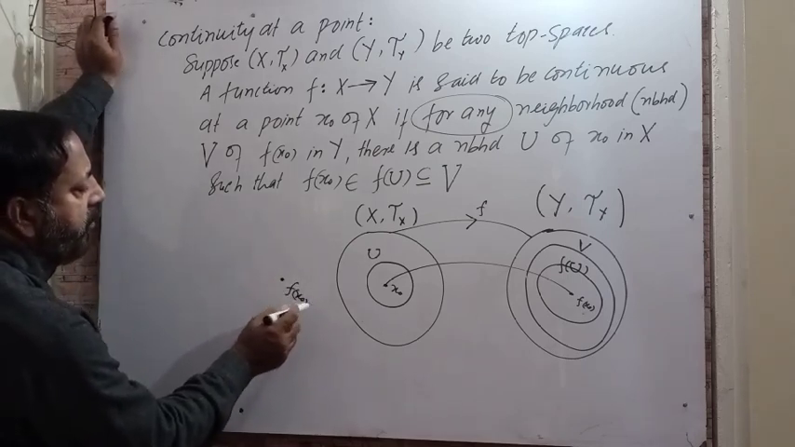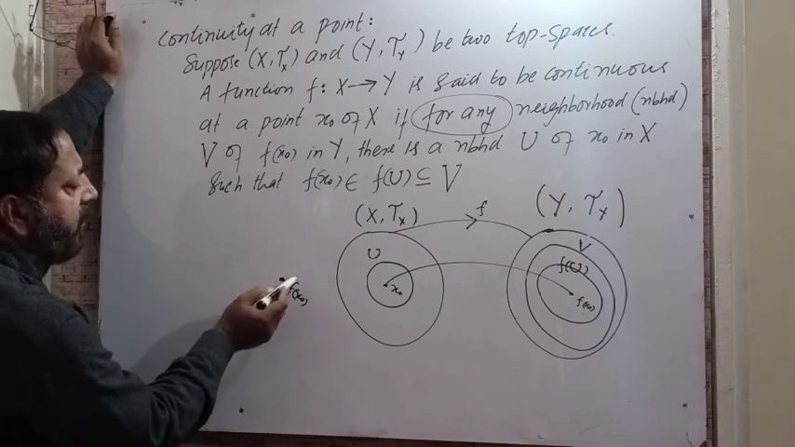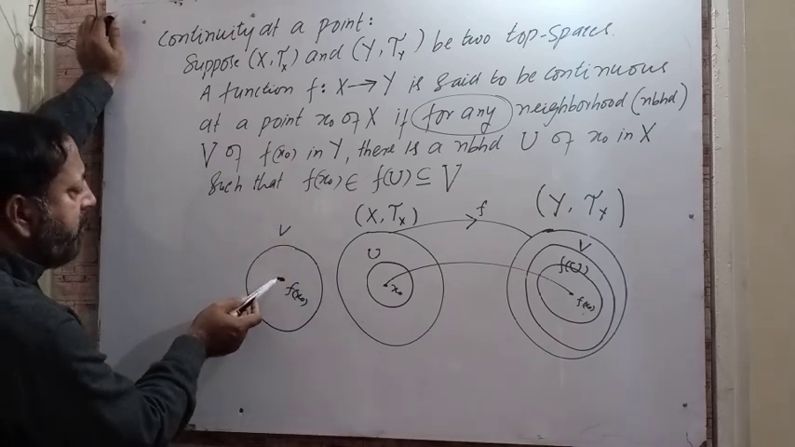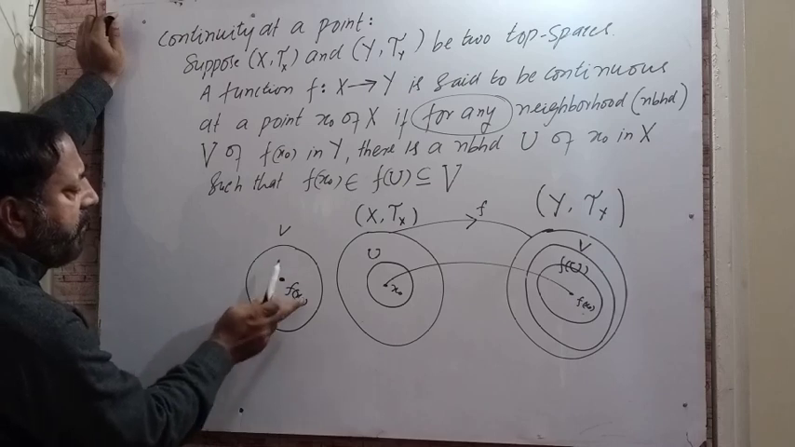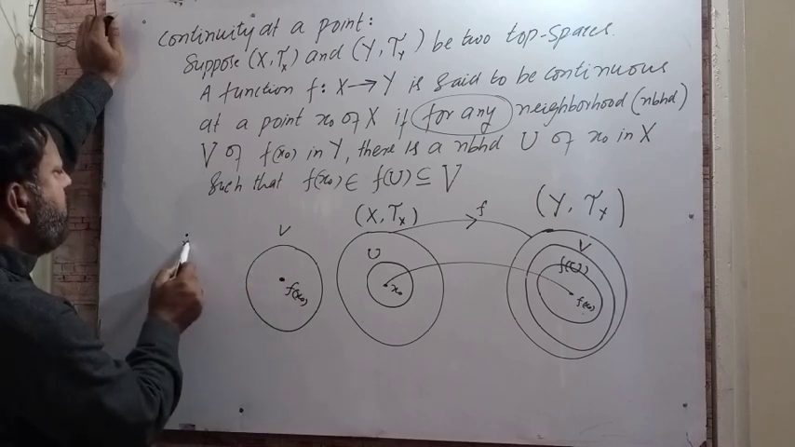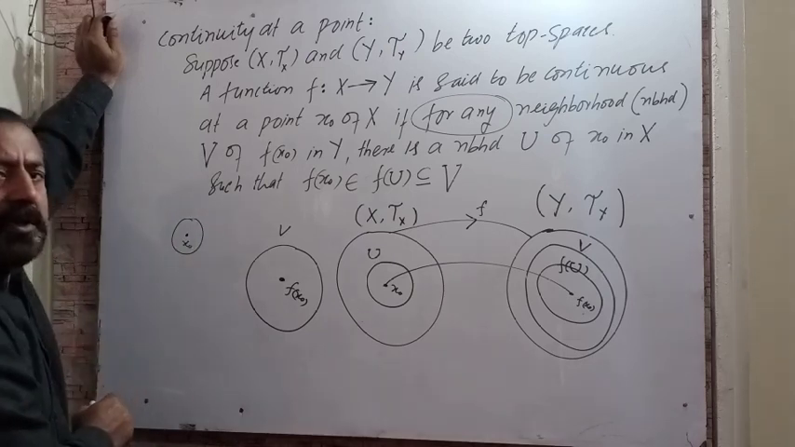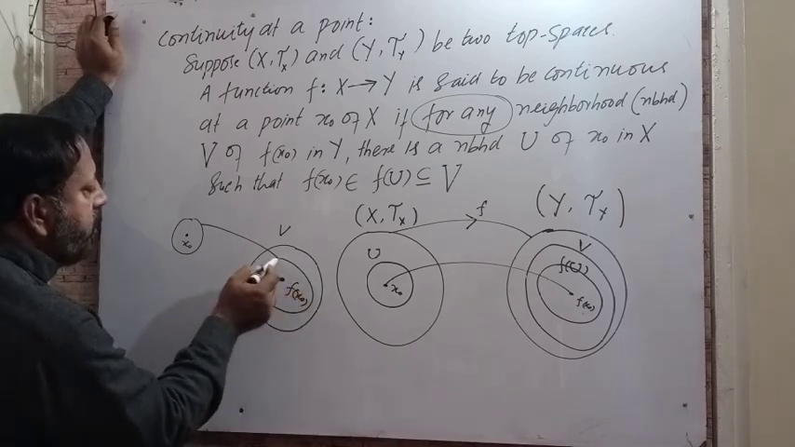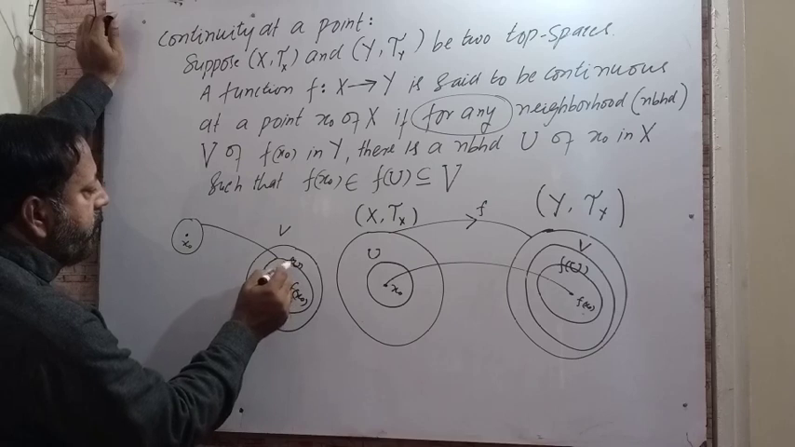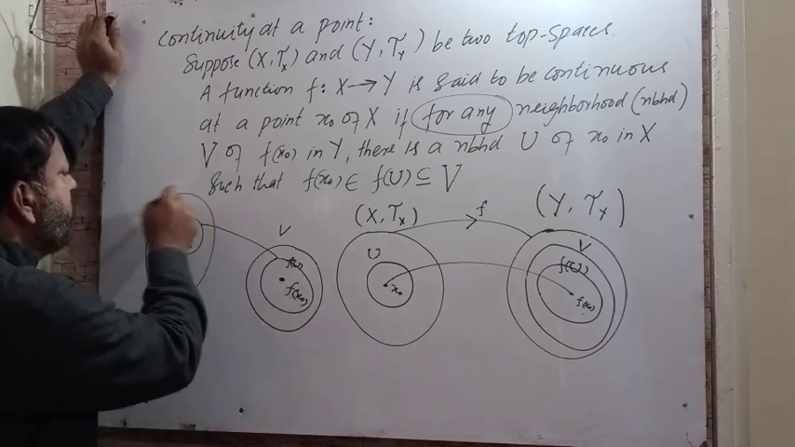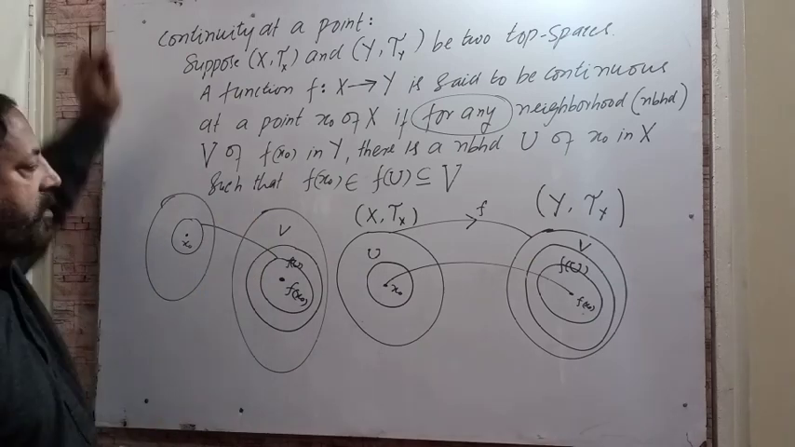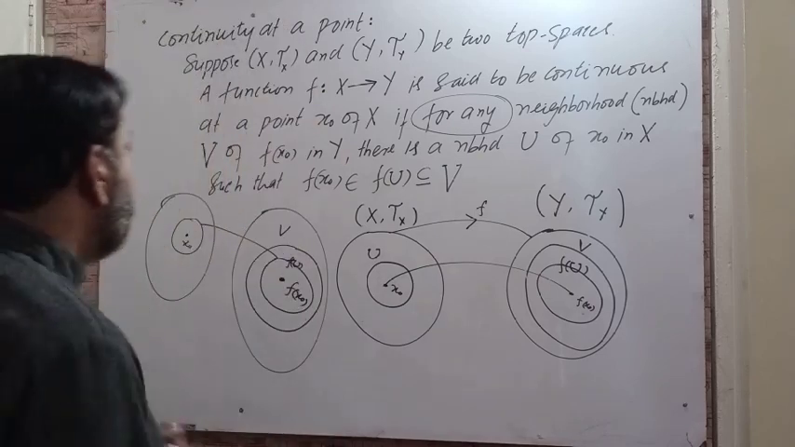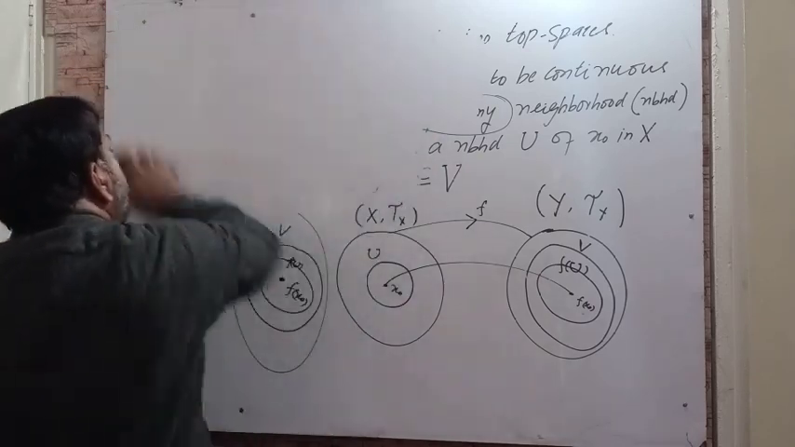The definition is, I can once again tell you, you have a point f(x naught) here in Y, and corresponding to this f(x naught), we will find a neighborhood V. If you take a neighborhood V of this f(x naught), there must be a neighborhood U of x naught so that its image set must be here, this is f(U). So this was the first topological space, this was the second topological space, and in this case we will say that our function is continuous.